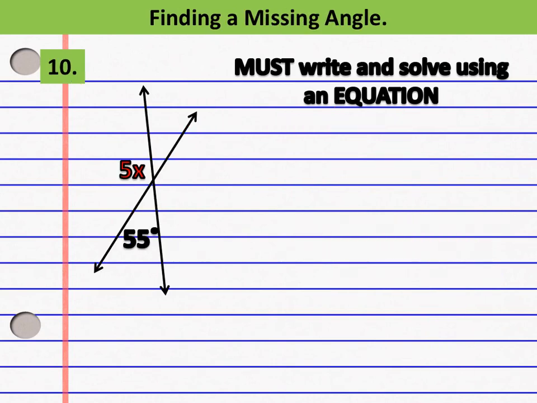All right, so think about what we solved so far. We've added up to 180, or if they're vertical, they are equal to each other. Now you're going to do the next 4 on your own, and this needs to be finished. So if you do not finish it in class, it is homework.